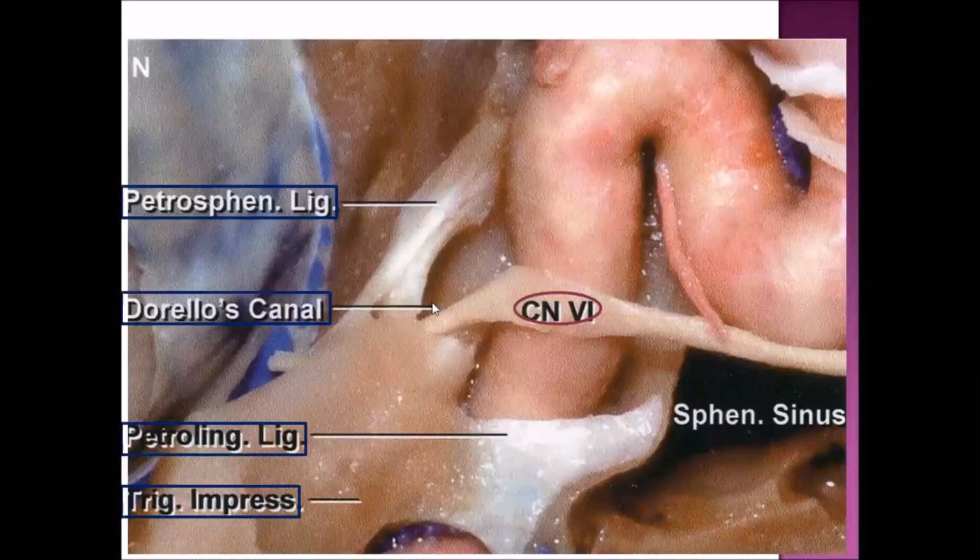So this is the Dorello's canal through which the sixth nerve enters. This is made as a canal by the petrosphenoid ligament. This is the petrolingual ligament, which marks the exit of the petrous ICA and also marks the lower border of the cavernous sinus. And here is the sphenoid sinus.